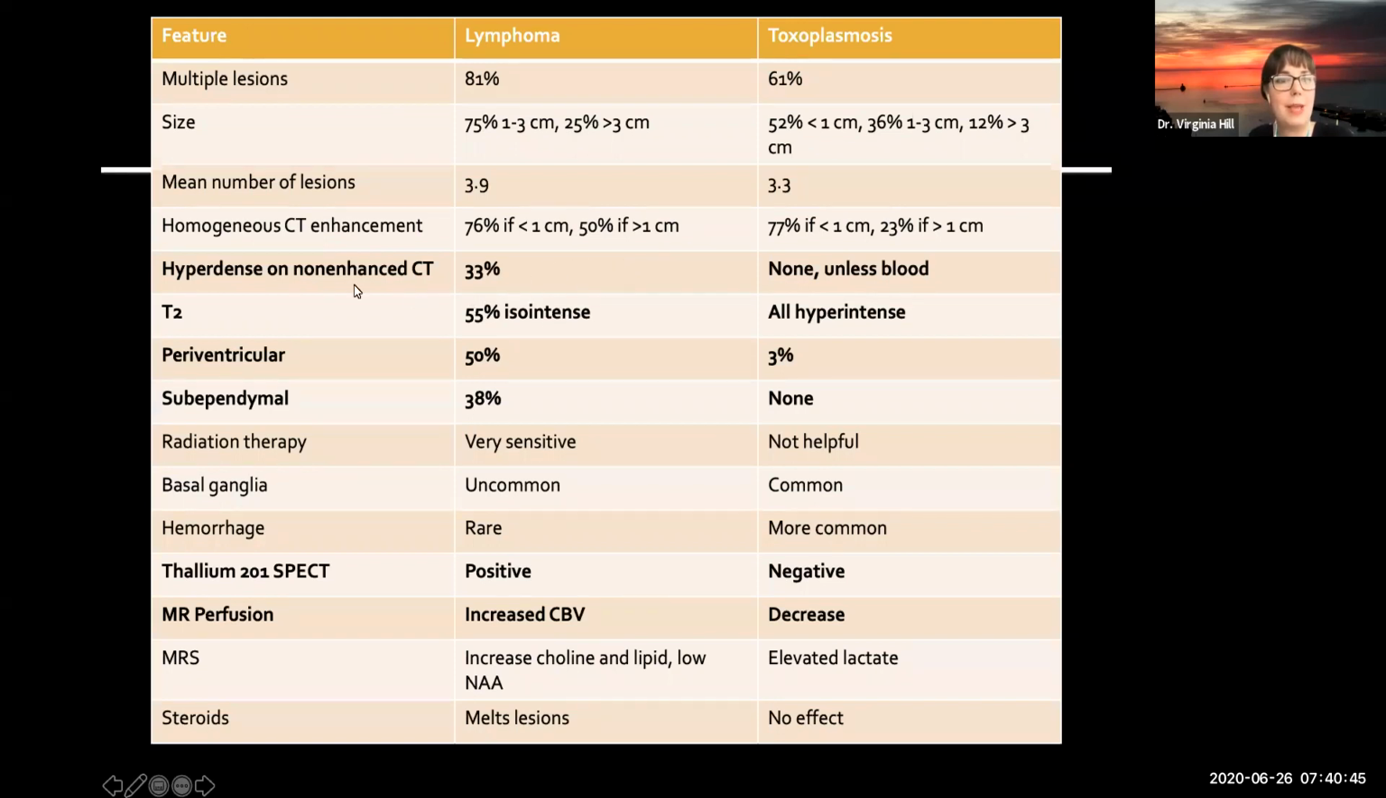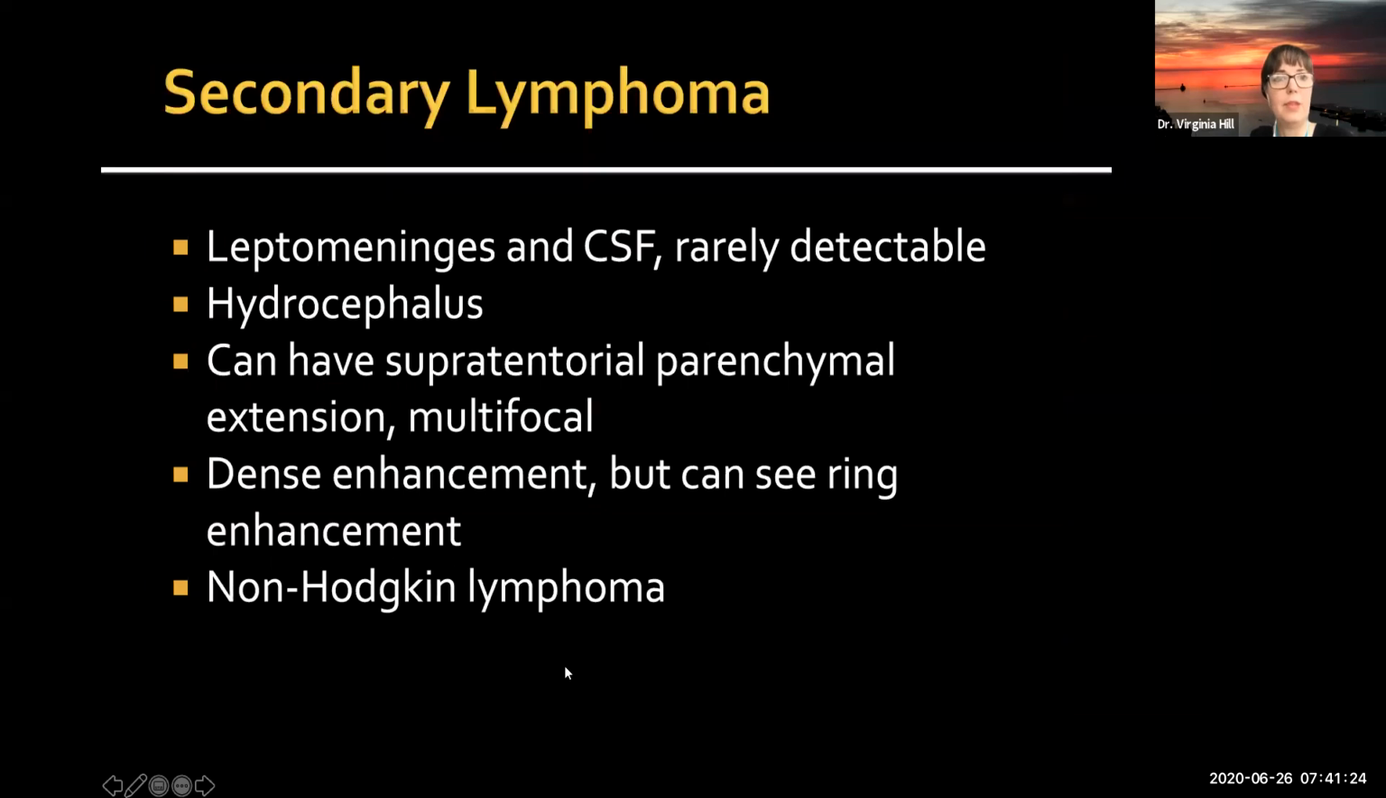Lymphoma tends to be hyperdense on non-enhanced CT because it's highly cellular, whereas toxoplasmosis does not. It can be isointense, with that relative hypointensity on T2-weighted images because of increased cellularity, whereas toxoplasmosis tends to be all hyperintense. Periventricular location is more typical for lymphoma. Subependymal involvement is more typical for lymphoma. Lymphoma will be positive on thallium-201 SPECT, whereas toxoplasmosis will be negative. There can be relatively increased CBV on perfusion imaging, whereas not with toxoplasmosis. Secondary lymphoma will involve the leptomeninges and CSF.